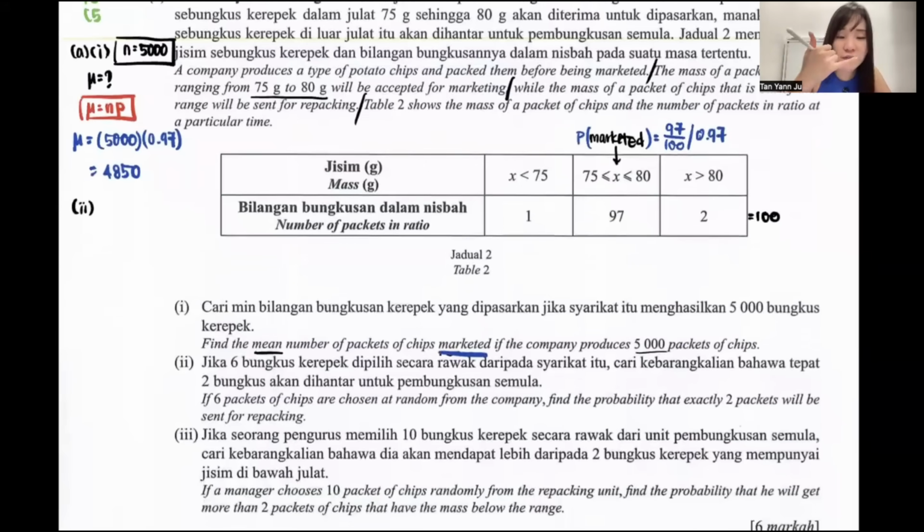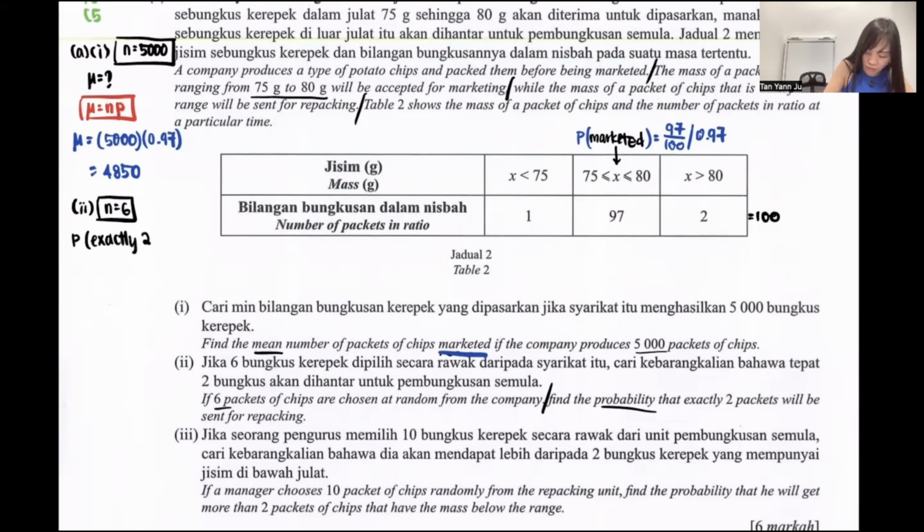A2. A2, they say, if 6 packets of chips are chosen randomly from the company. These 6 packets, they say choose at random. But they never tell me whether these 6 packets are marketed or not marketed, right? That means it's the total. So the total now is 6. N equals 6. Then they say find the probability that exactly 2 packets will be sent for repacking.